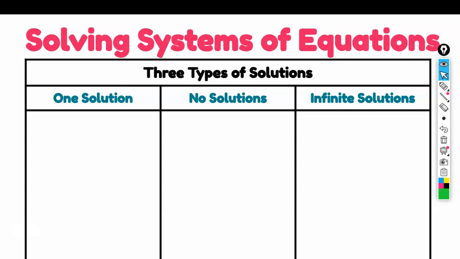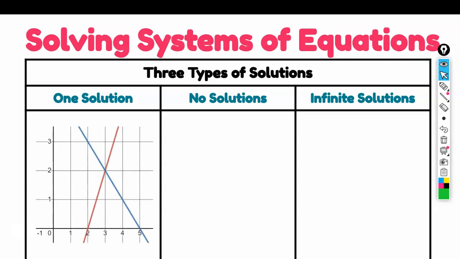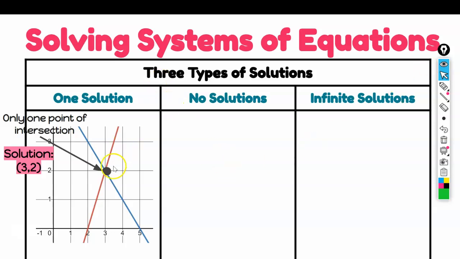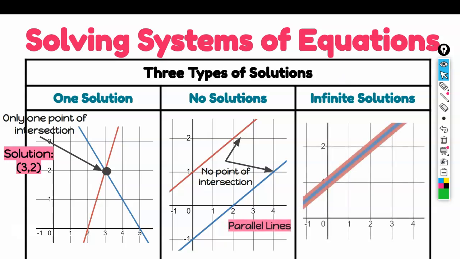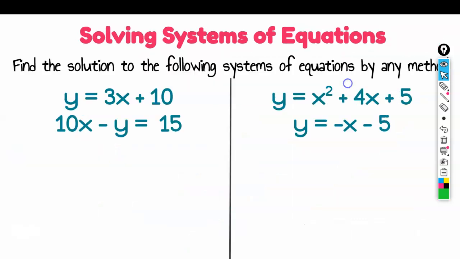Remember that when we have one solution, that is when our lines cross one time. And so in this case, we see that our lines cross at (3, 2). If it was no solutions, they would cross no times. That happens when they're parallel lines. And then we have infinite solutions whenever the lines overlap, so when they are the same line, this happens. So here we see: find the solution to the following systems of equations by any method.